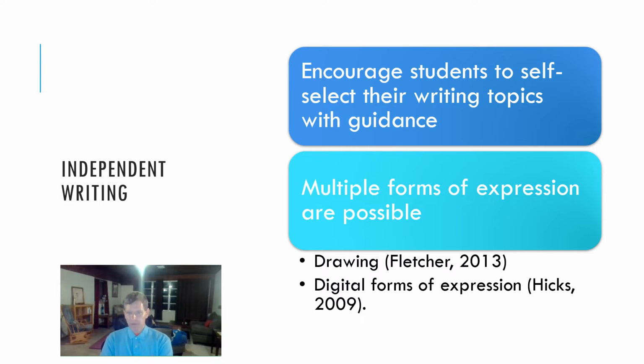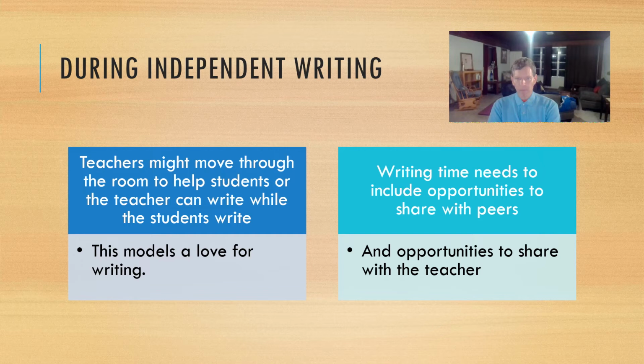You want to encourage students to self-select the writing topics with guidance from you, because ideally your students should be interested in what they're writing about. There are multiple possible forms of expressiveness, for instance, drawing or digital storytelling. You might move through the room to help students, or you can write while the students write. If you're writing while the students write, then you're modeling your own love for writing. The writing time needs to include opportunities to share with peers. These opportunities are also chances for the student to share their writing with you.